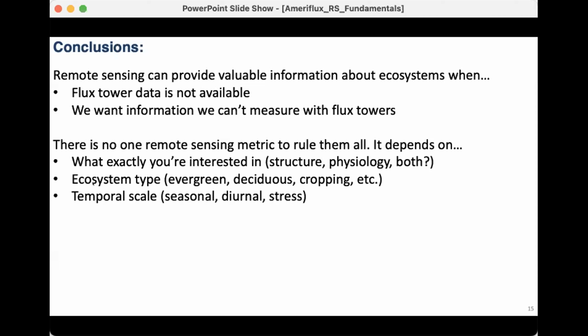Ecosystem type matters. For a cropping system, NDVI is probably something that works great because the structure and gross primary production are probably very closely correlated in that type of ecosystem, whereas in evergreen ecosystems, that might not be the case. And then the temporal scale that you're looking at, whether it's seasonal, diurnal, or a short-term stress response, different remote sensing metrics will potentially tell you different things or be more or less applicable for that temporal scale. And with that, I will pass it over to Josh.